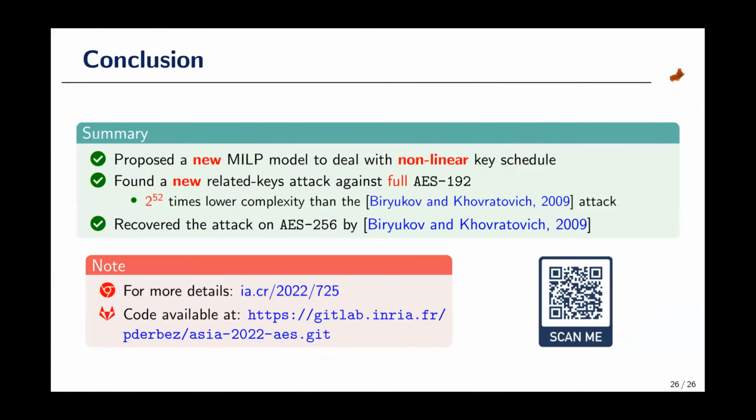Finally, I will summarize our work. We propose a new MILP model to search for boomerang attacks that deals with nonlinear key schedules, and we found a new attack on full AES-192. Its time complexity is 2 to the 52 times lower than the best known attack from Asiacrypt. And we also recover the attack on AES-256. You can read more details in our paper.